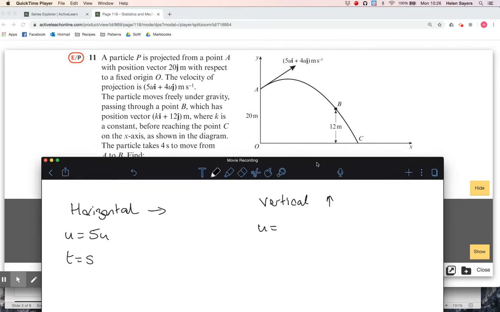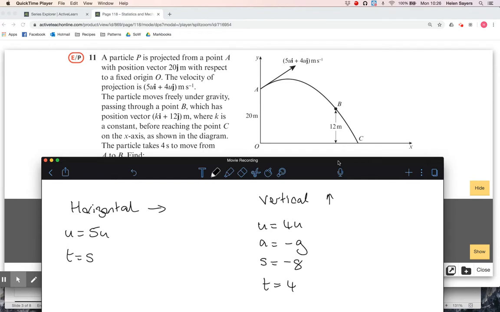Let's think what we're told vertically. The vertical velocity is 4u, moving upwards. It's moving under gravity, so acceleration is minus g, working downwards. Now I need to be careful here, because its displacement compared to where it started isn't 12, because it started 20 metres in the air. So its displacement vertically from A to B is minus 8. Do be really careful there. Taking up as positive, at this point it's 8 metres lower than it started, so it's minus 8. And t, I think it told me, was 4.